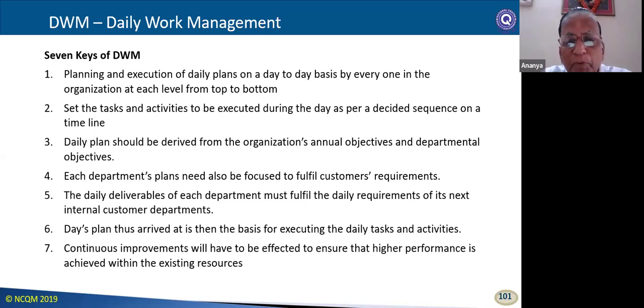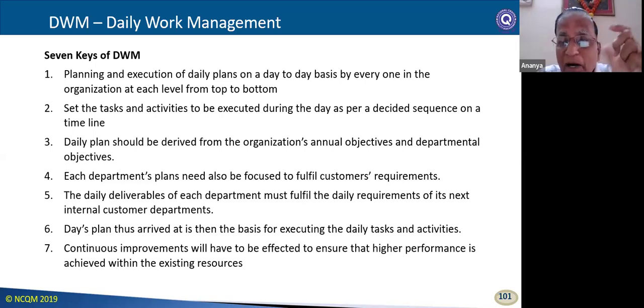Each department plan needs to be focused to fulfill the customer. Here I am talking about internal customer, more specific, because there is a chain. I am getting something, so I am a customer for another department. So the other department must understand what I want, in what quantity I want, when I want. That is more important. I am looking for 11 o'clock and he's giving me 2 o'clock. There's a big gap. I cannot do that here.